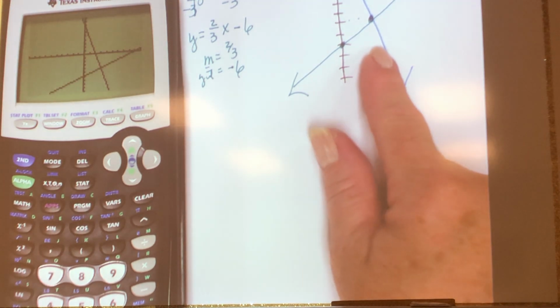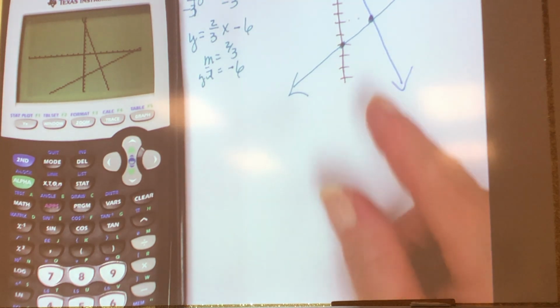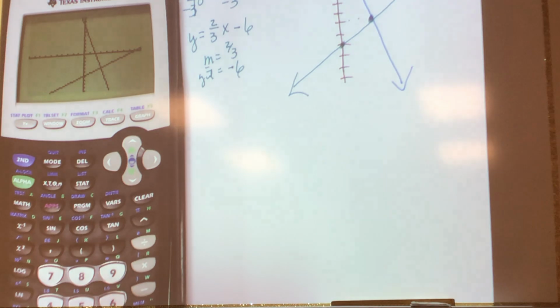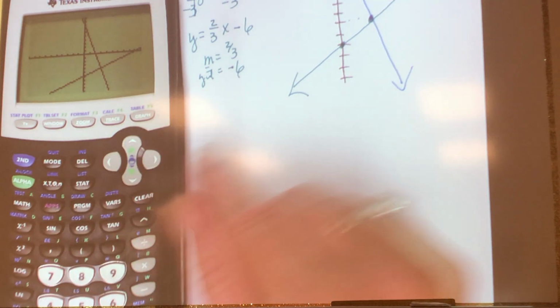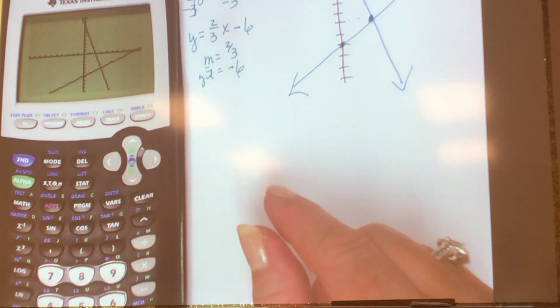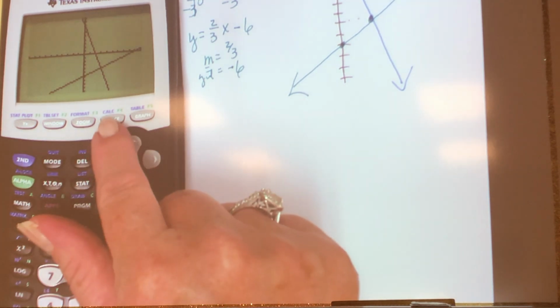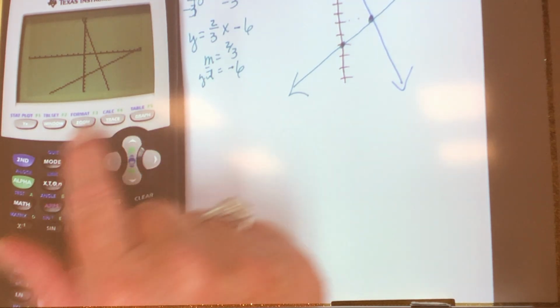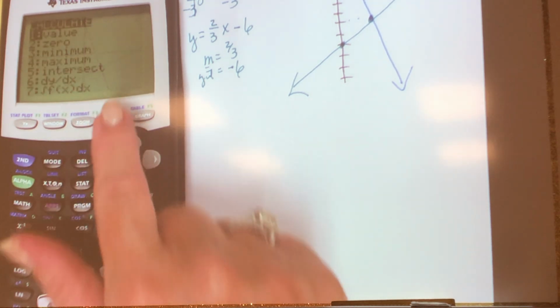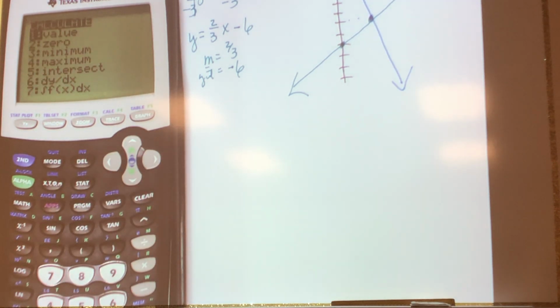Hey, look at there. Does mine look just like that? Very good. Okay, so now I want to find that point right there. So do I just press trace and kind of guess where it might be? No. I made my calculator find it, right? So I go second and calculate. That's above the trace. Second and calculate. What do I want him to calculate? Number 5, the intersection. So just press the 5, people.